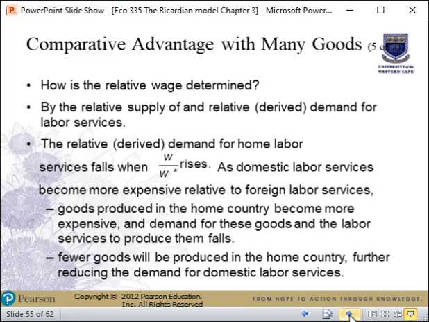The relative derived demand for home labor falls when the relative wage rate rises for two reasons. Firstly, goods produced in the home country become more expensive and the world demand for these goods falls. Secondly, home wages rise, leading to fewer goods being produced in the home country.